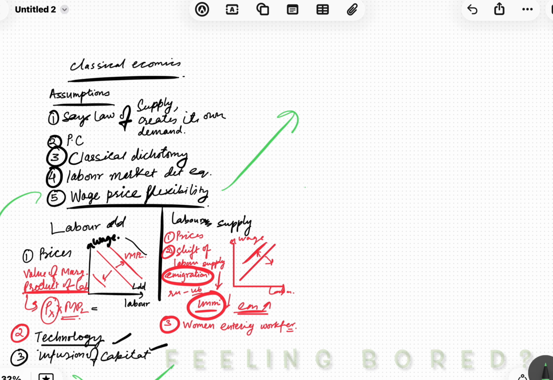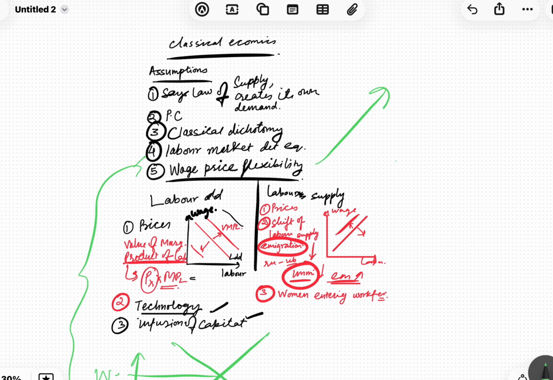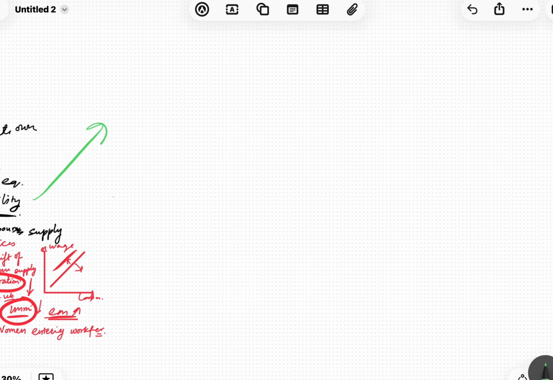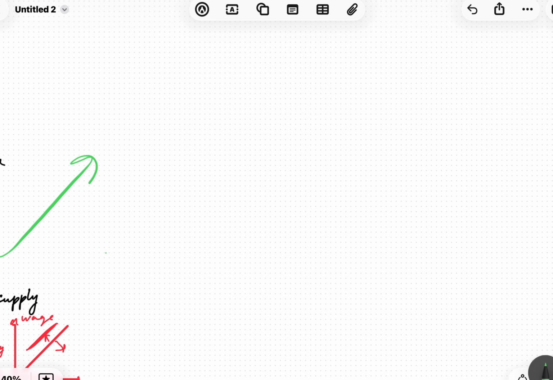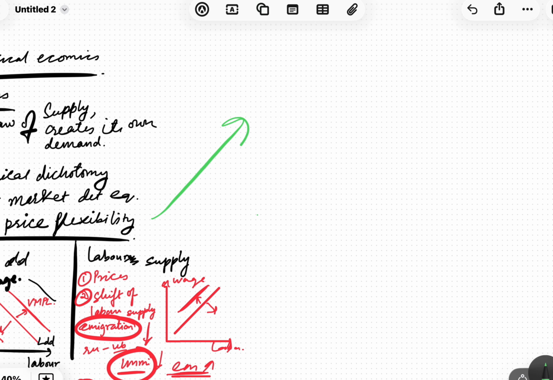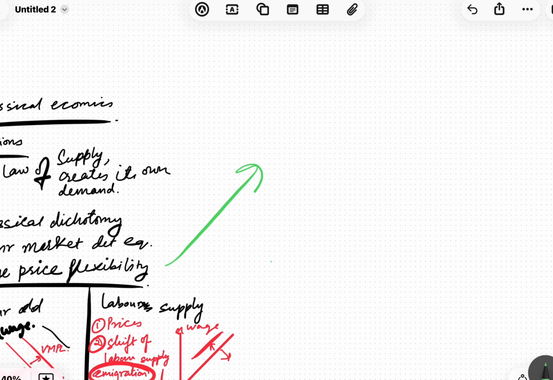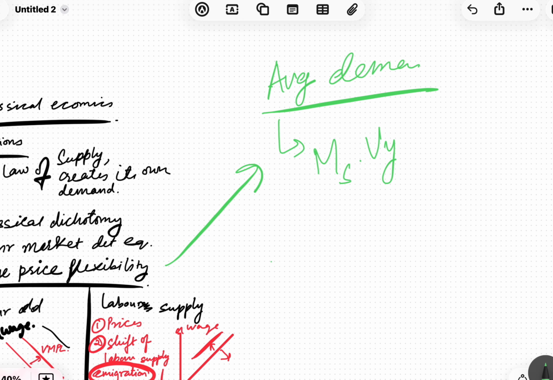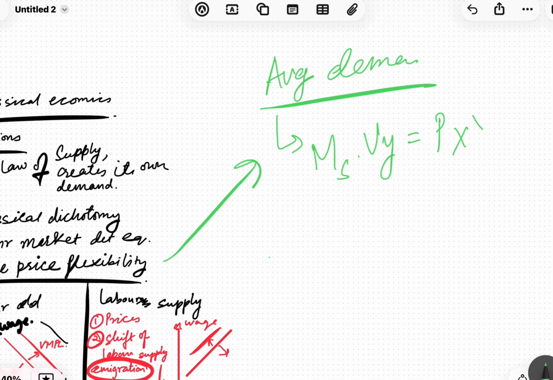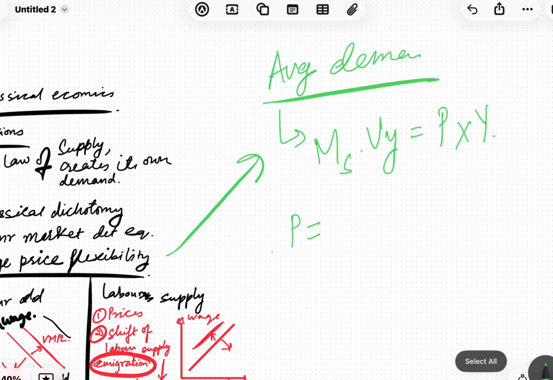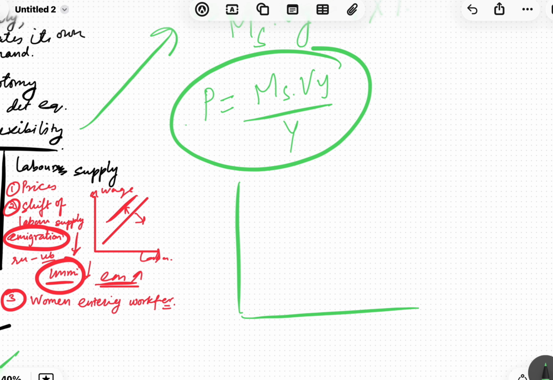Now our other assumption was wage price flexibility, because of which our aggregate supply curve remains vertical. So I'll get back here. That is the assumption. Here labor supply is setting the wage, and labor is being set here. Now how are aggregate supply and aggregate demand set here? The aggregate demand is nothing but a function of Fisher's money supply theory, which was given as Ms into Vy, that is velocity of money, equivalent to price into output.